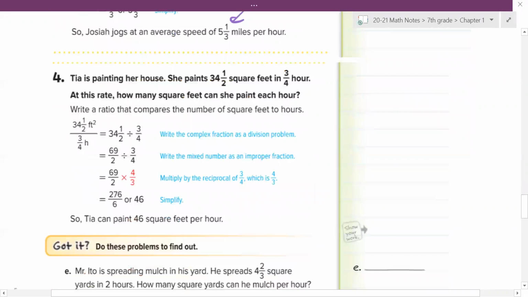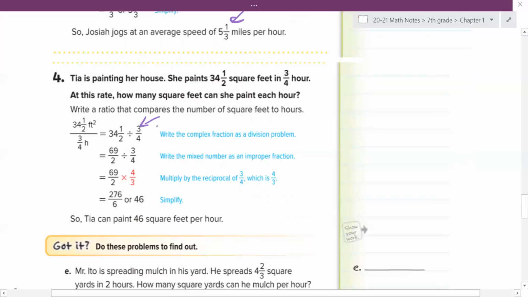Tia is painting her house. She paints 34.5 square feet in 3/4 of an hour. At this rate, how many square feet can she paint each hour? So what you're going to do is write the ratio that compares the number of square feet to hours. So we have 34.5 in the numerator and 3/4 in the denominator.